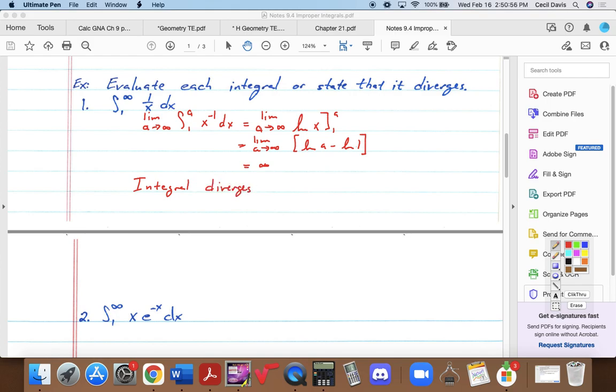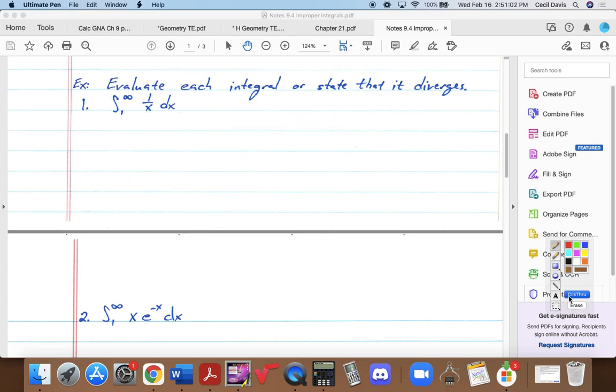We're going to talk a lot about things that converge or diverge. All right, page 2.